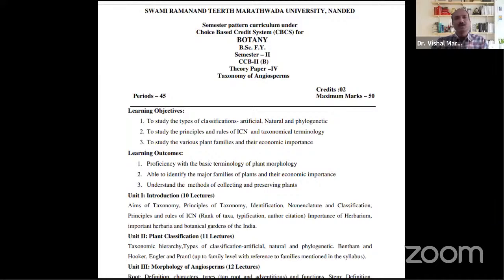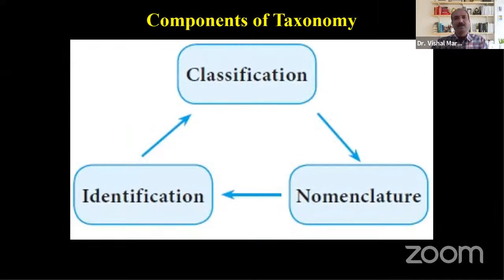So before going into detail with ICN, firstly we are dealing with taxonomy. What exactly is the meaning of taxonomy? You know that taxonomy is one of the important subjects, and it is mainly the study of classification of organisms. Particularly, plant taxonomy deals with the study of classification of plants. But there are three basic components of taxonomy. Apart from classification, it also deals with identification. It also deals with nomenclature. So in this lecture, we are mainly dealing with the nomenclature aspect.